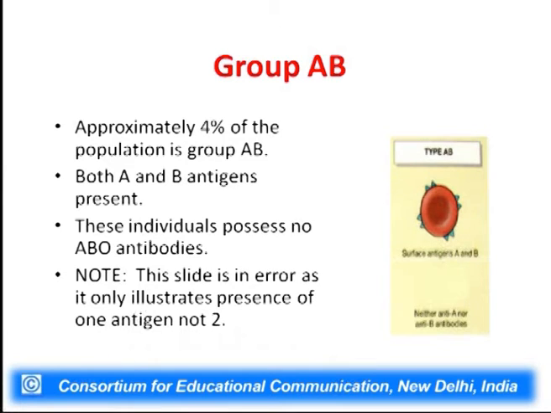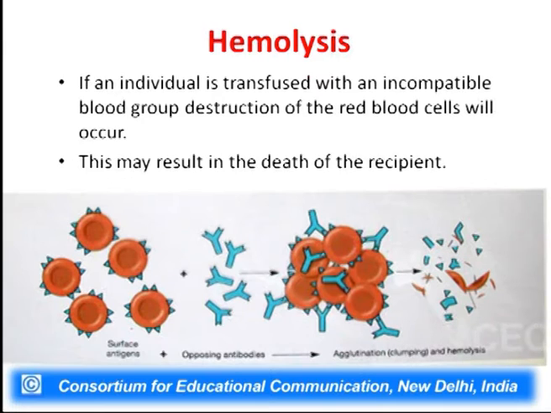And they contain both A and B antigens on the surface of the RBC. That means, what am I showing? That the surface antigen, although here the diagram has an error, it is showing just one antigen, it is supposed to show two antigens. So that means they possess no ABO antibodies.